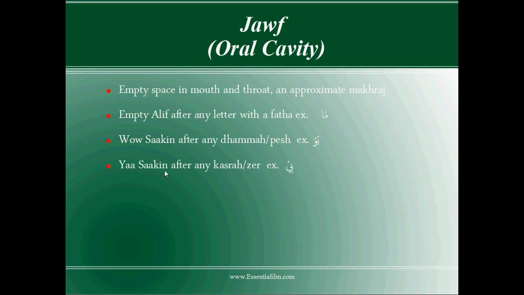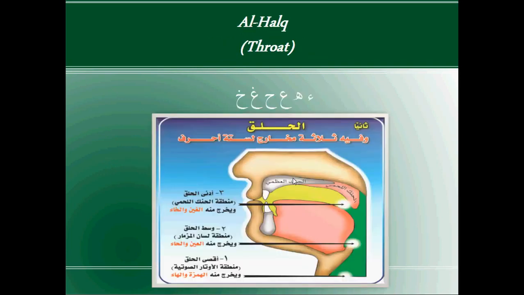And ya sakin after any kasra. Now ya sakin, before it the ba has a kasra. Bee. The ee part, that is also from the jawf. Now remember, in all these three places, try to keep your tongue relaxed, and it should not be touching the top of your mouth. Especially the ya, and you'll understand why I say especially the ya later on, inshallah.